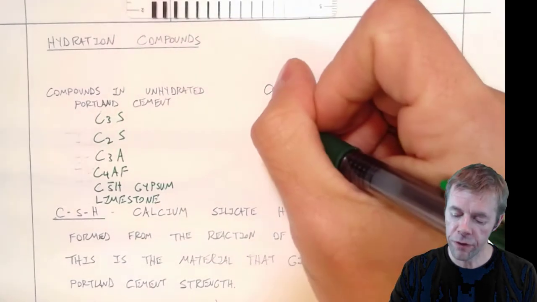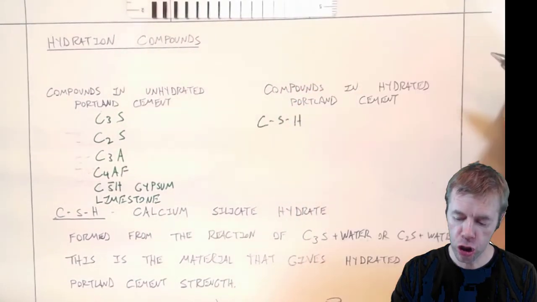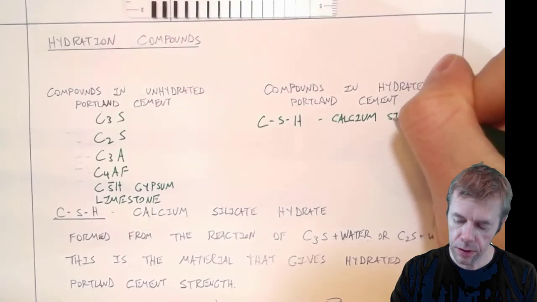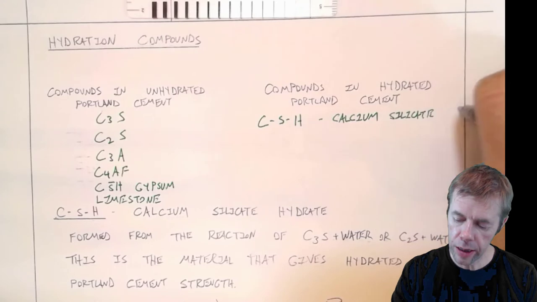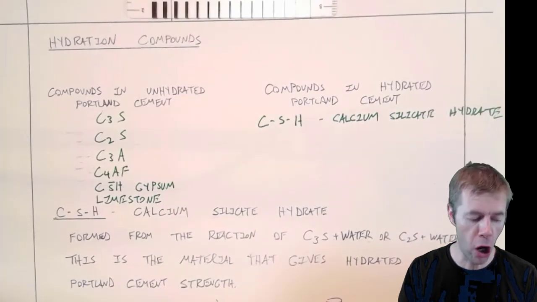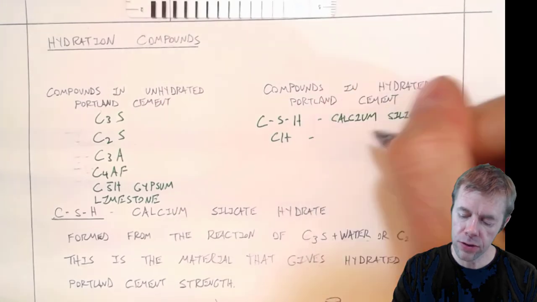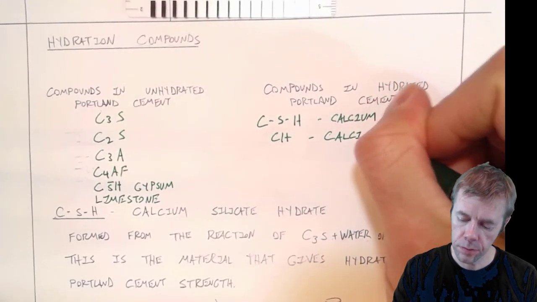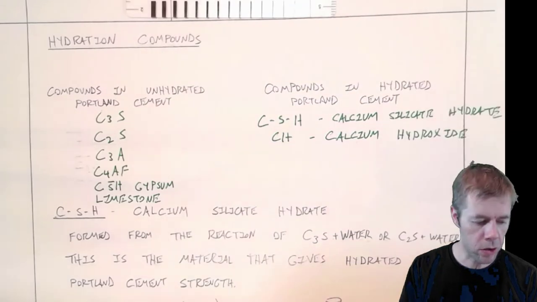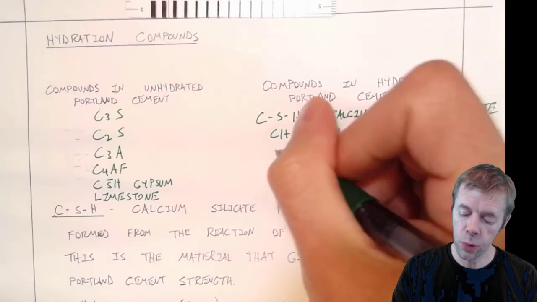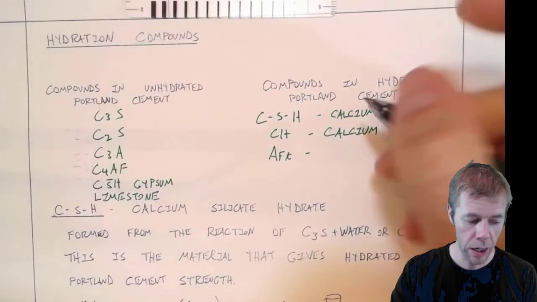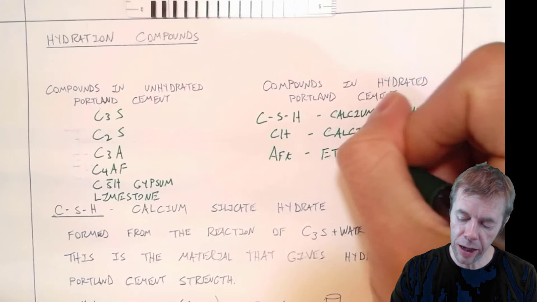First one, our friend CSH. That stands for calcium silicate hydrate. The next one, CH, that stands for calcium hydroxide, a lot of calcium. And the next one, we're going to call this one AFt. What? AFt. Well, it's an aluminate phase, and it's more commonly known as ettringite.